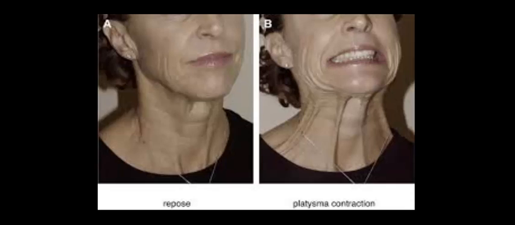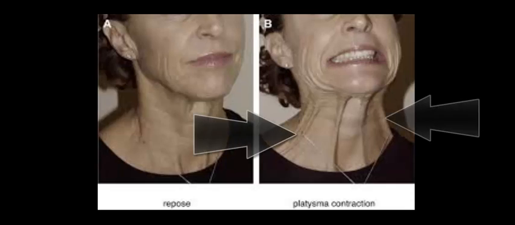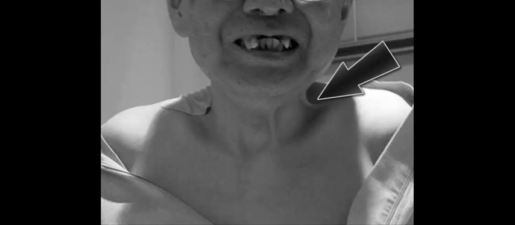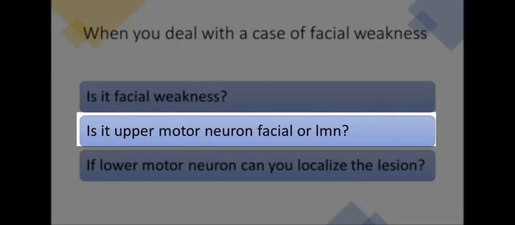We ask the patient to contract the platysma muscle by stretching the skin of the neck, like this. If the patient has psychogenic facial deviation, both sides will contract symmetrically. But if the patient has organic lower motor neuron facial weakness, one side only will contract, differentiating between psychogenic and true organic facial weakness. Then the second question: is it upper motor neuron facial or lower motor neuron facial?